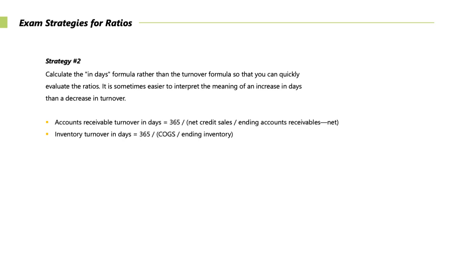Same thing with inventory. If inventory turns over 6, what does 6 mean? 6 means that it turns over once every 60 days, every 2 months. Why? Because 360 divided by 6 equals the 60-day process. So sometimes it's easier to interpret the meaning when you look at it in days instead. So for accounts receivable, you can divide by 365 or 360. They'll usually tell you. And if it's inventory turnover, you'll notice it's the same, 365 or 360.